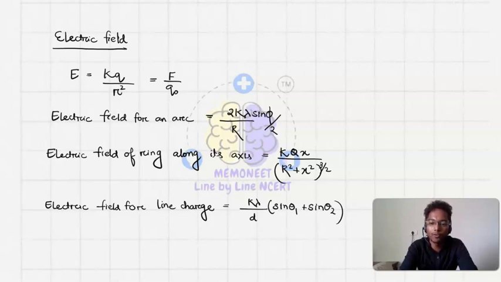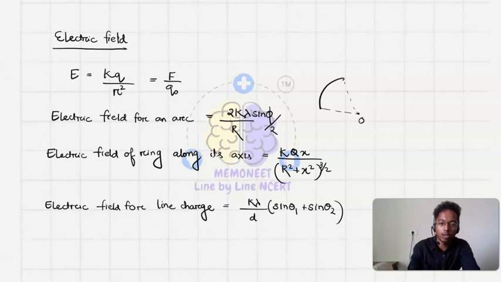And then electric field for an arc. Let's say we have an arc here. What will be the electric field at the O position? If it asks like that, let's say this angle is phi, and this is radius r. We have the electric field, that is 2k lambda sine phi by 2 upon r.